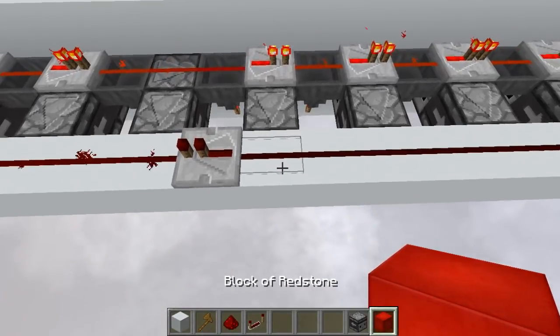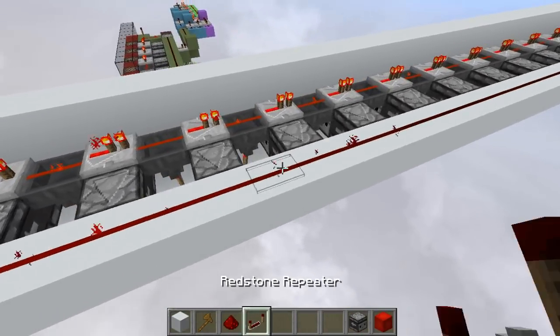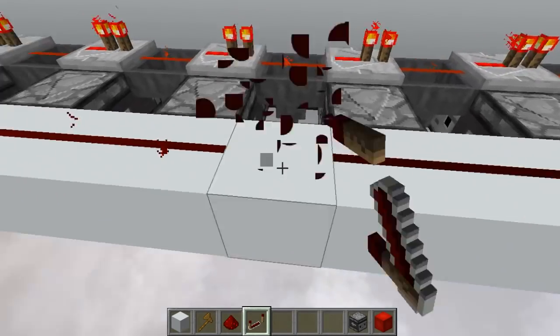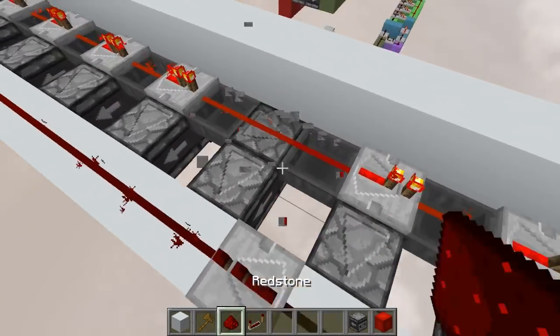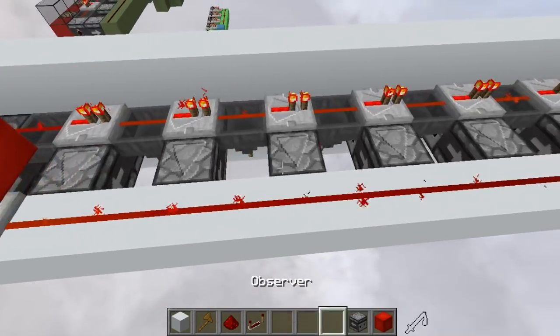So we do the same thing again. Find where it goes to 0, and break this and replace with redstone dust. Once again.